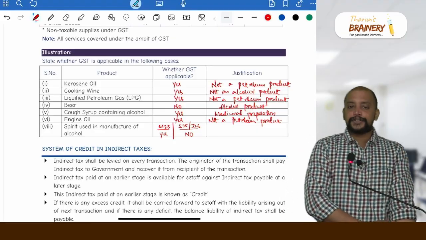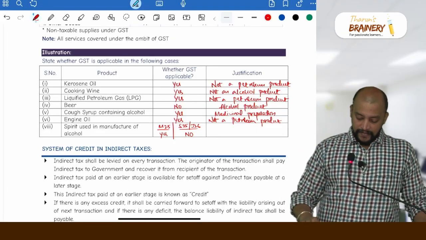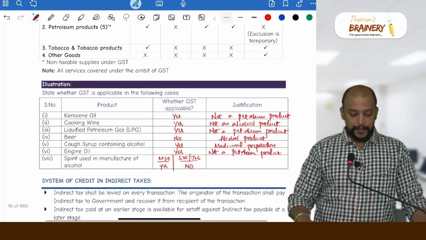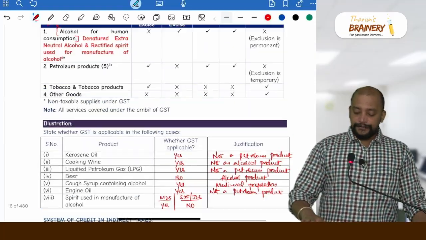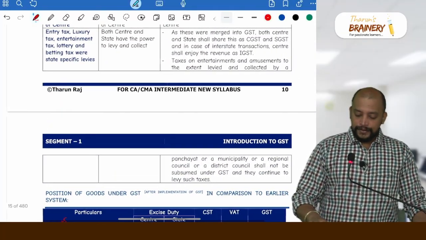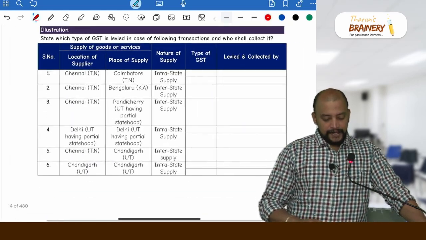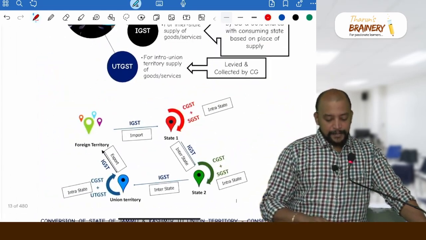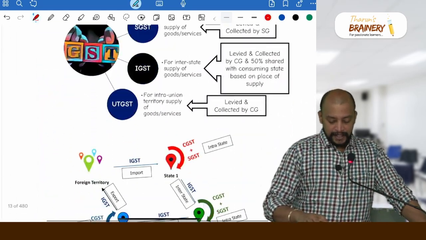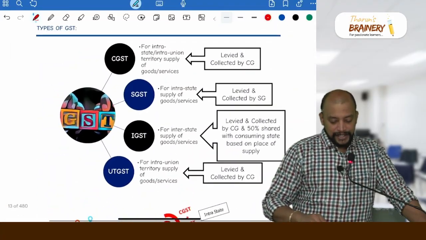Then you understood now. So we are moving on to the types of GST. Just come back. We will see what are the various types of GST that we have. Page number 8.